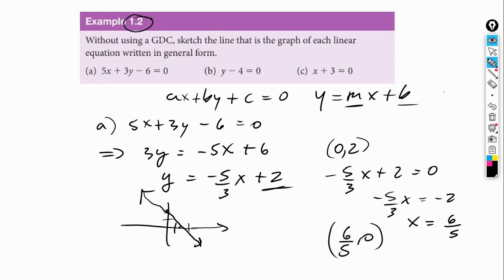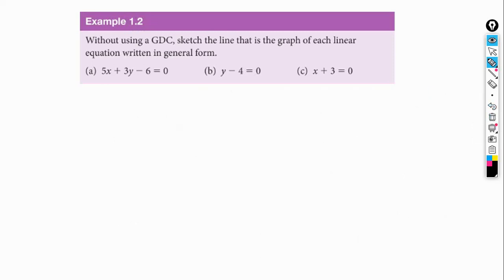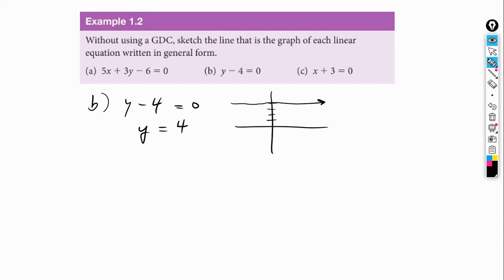So I'm going to erase this, and we're going to do the graphs for B and C. So for B, we have y minus 4 equals 0. And if we rearrange this, we're going to get that y equals 4. So this is a constant, right? This is going to be a constant. And at y equals 4, the way to graph this is simply by counting 1, 2, 3, 4 on the y-axis and then drawing a horizontal line.